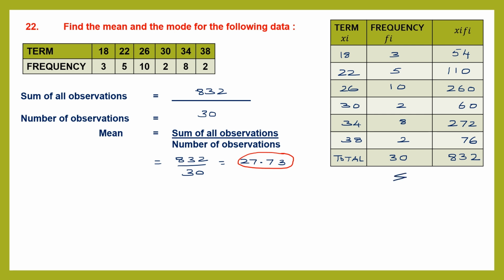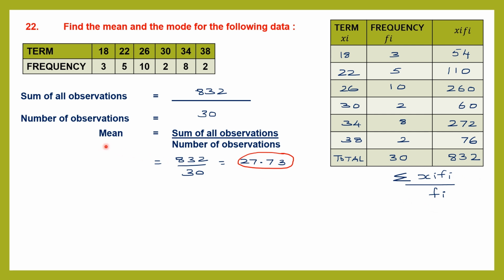Now there is another formula to find the mean. You might be taught this in class. This is called summation. This symbol stands for summation. Summation means sum. Sum of all observations of xi and fi divided by frequency, which is fi. So summation of xi fi divided by summation of fi is another formula to find mean. It's the same as this formula, just that we have written it in the form of a symbol here.